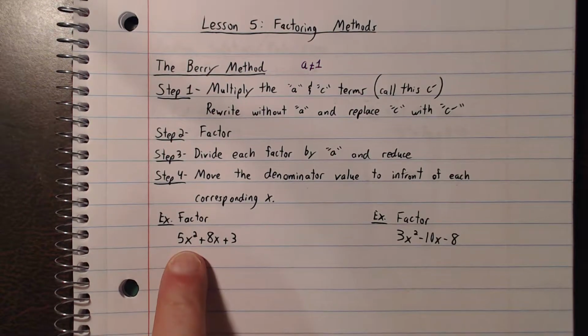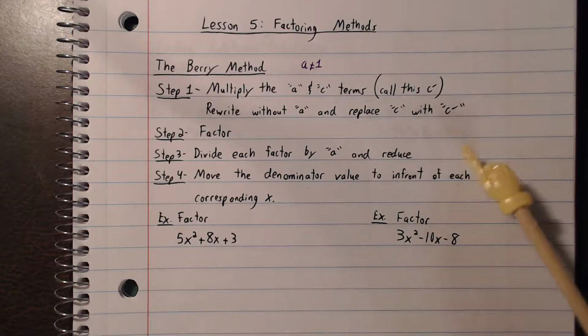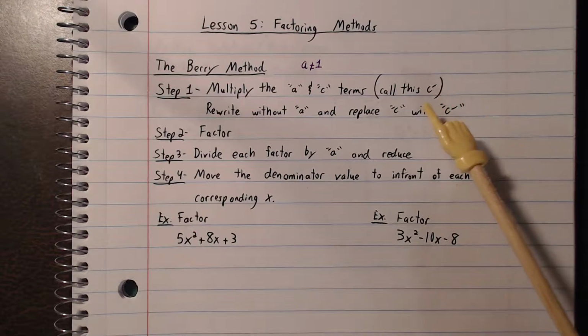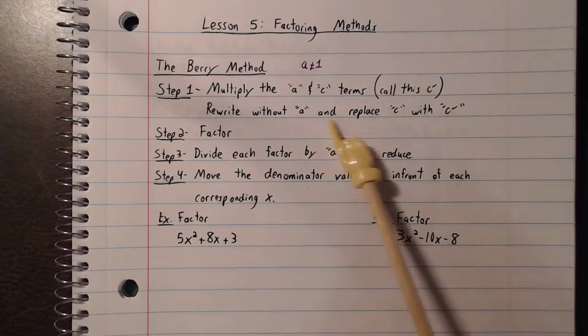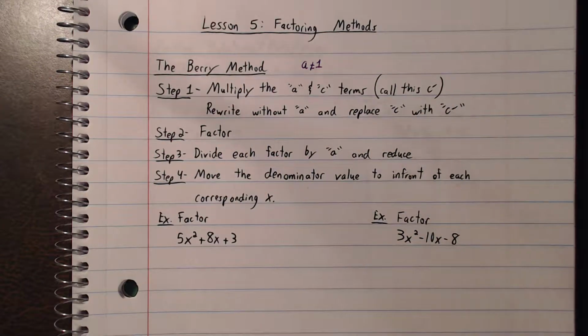As you can see, the examples we have here, we have an A term that's not equal to 1. Okay, so here are the steps to the Berry method. First, we're going to multiply our A and C terms, and the product that we get, we're going to call it C prime. And we're going to rewrite that expression without the A term, and we're going to replace C with C prime.